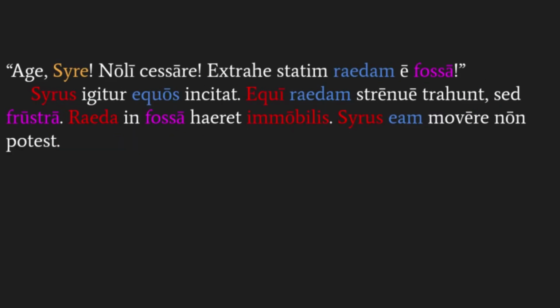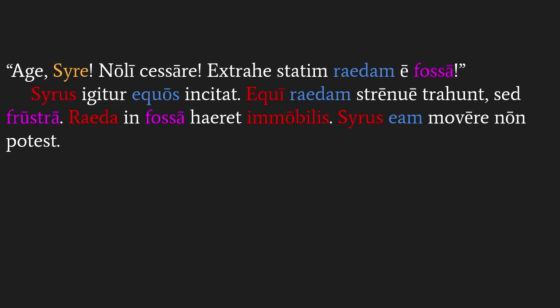Then we have age sire, noli cessare, extrahe statim raedam e fossa. So we have exclamation points here. It's commands, right? And you notice the quotation marks too. He's talking to Cyrus, which is why our first piece is age sire. Sire is vocative, right? Because he's calling him by name. Age is our positive singular imperative. It means come on, right? So he says, come on, Cyrus. Noli cessare. There's our negative singular imperative. Because again, he's commanding. Noli plus the infinitive means don't do something. So he's saying don't delay.